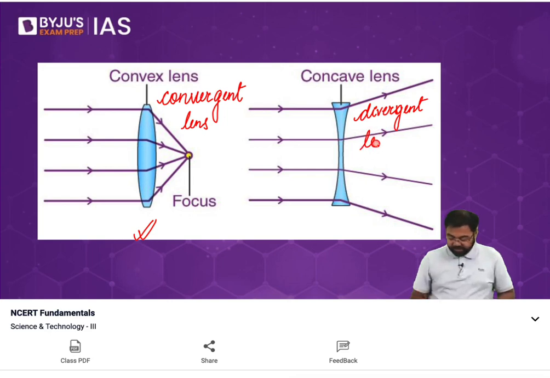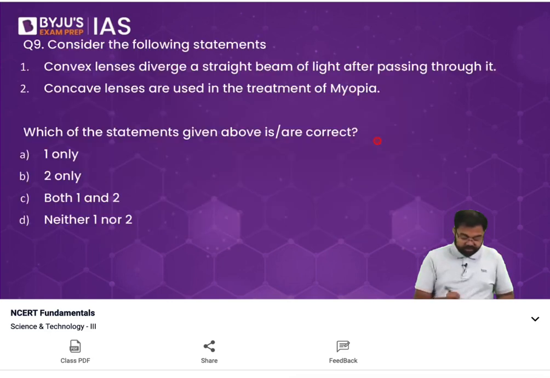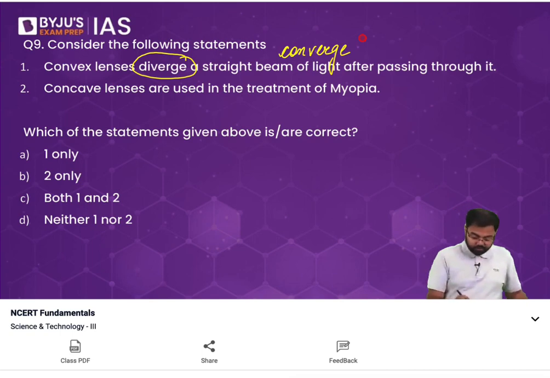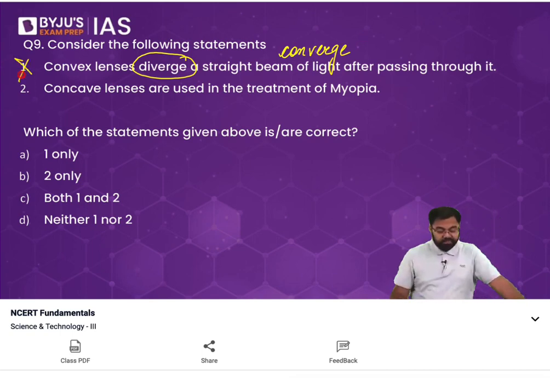So coming back to the options given here, the first one, convex lenses diverge. Do they diverge? No, they converge. So that's why one is wrong. Second one says concave lenses are used in the treatment of myopia.